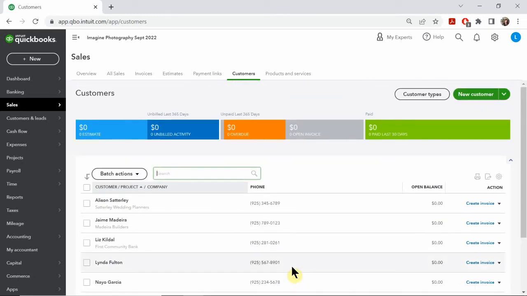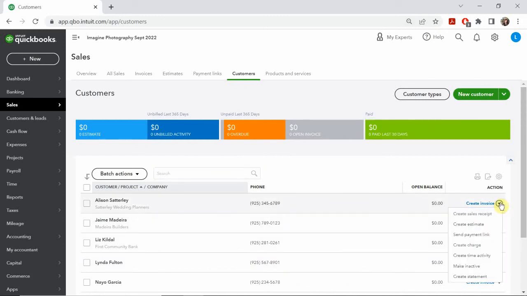So again, very similar once again, if I were to click on my actions, I won't be able to edit any of their profiles.